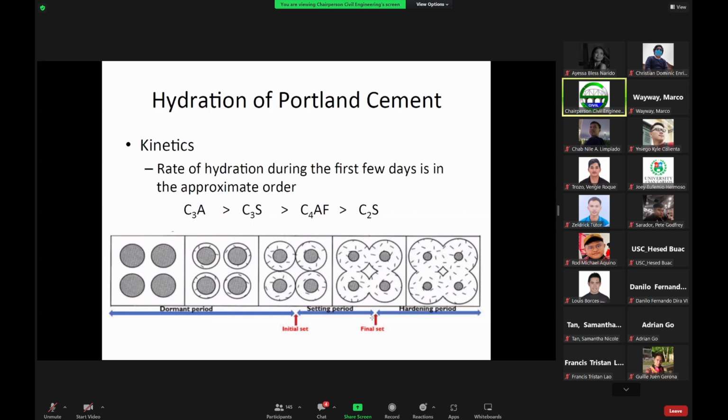This is when your cement reaches its final set, and it starts to harden to the point at which it can sustain some load. Once your cement has reached final set, it can start to sustain load. It has gained a certain amount of strength. Now you let the hydration process keep on going, and your cement will keep on gaining strength.